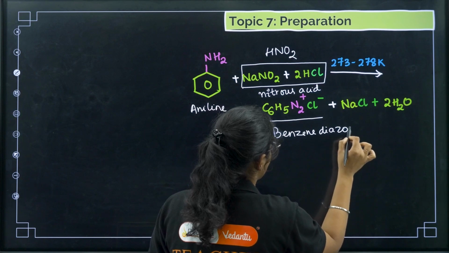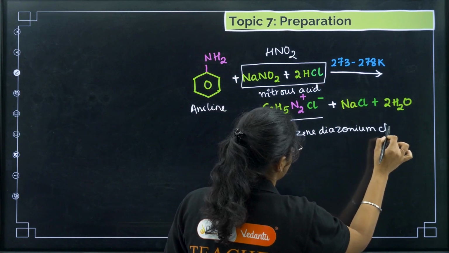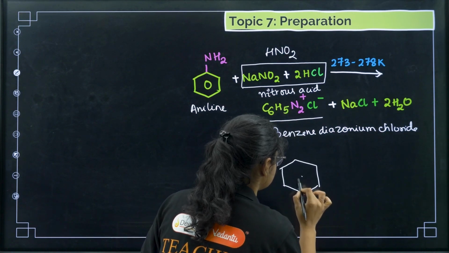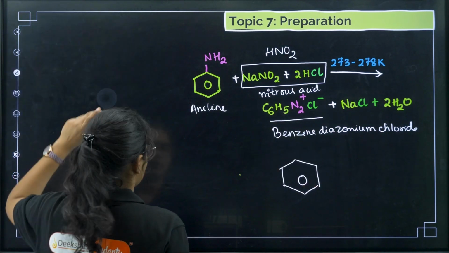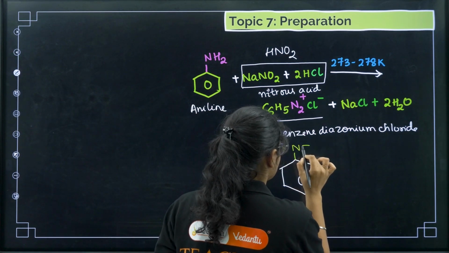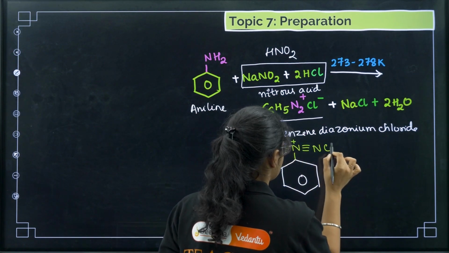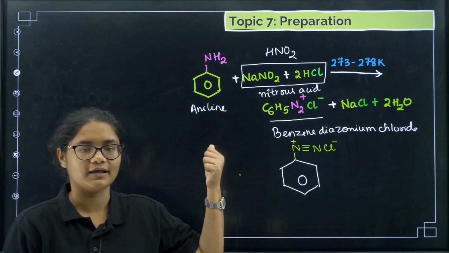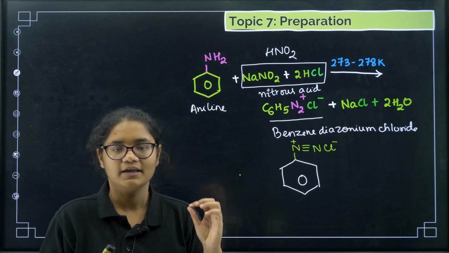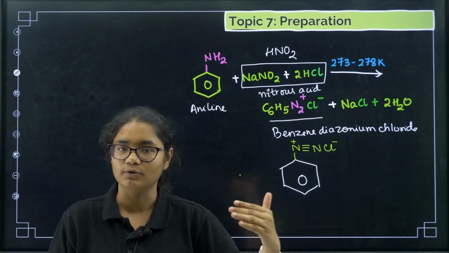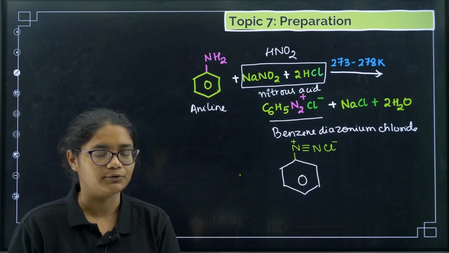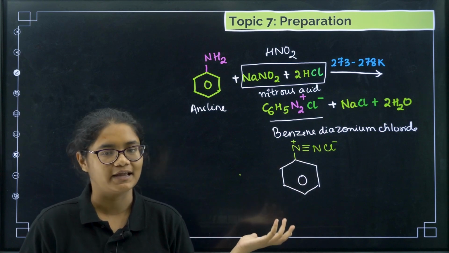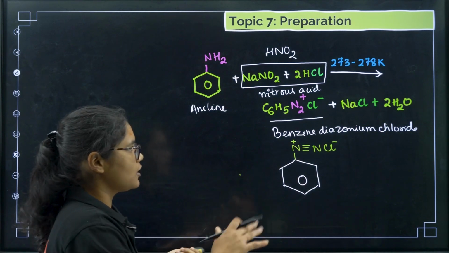Benzene diazonium chloride. How does it look? The structure is like this: you have a benzene ring, and on the benzene ring we have N triple bond N, with a plus and Cl minus. Benzene diazonium chloride. Just remember, simple: you take aniline and the reagent is nitrous acid. It can be represented as HNO2 or written as NaNO2 plus HCl. After that we get this most important compound, benzene diazonium chloride. This is all about preparation.